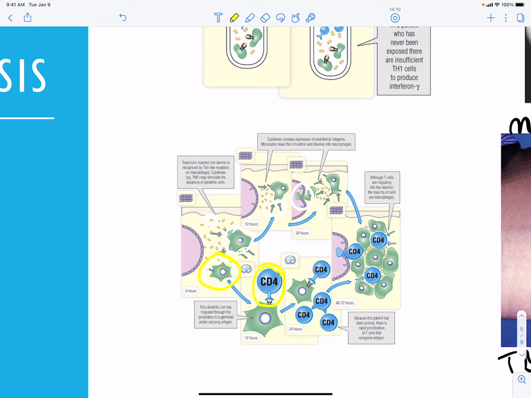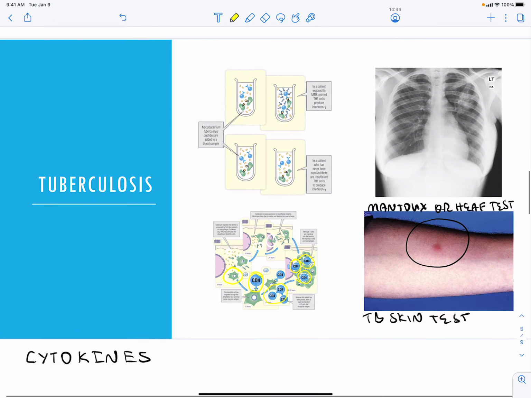to the T cells. Now, if you have ever been exposed to tuberculosis, or if you've been vaccinated against tuberculosis with a BCG vaccine that's used in many countries, not the United States, then you will have memory CD4 T cells. These memory CD4 T cells will divide, and then these memory CD4 T cells will go to the site where they will participate in the helper function that they do with the macrophages that are present, and you will get inflammation.